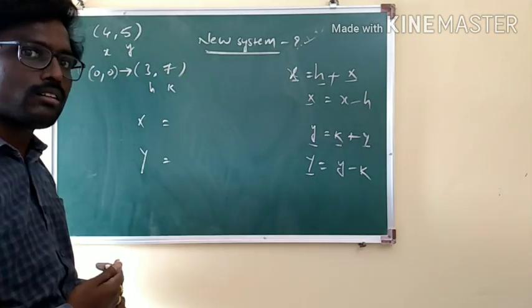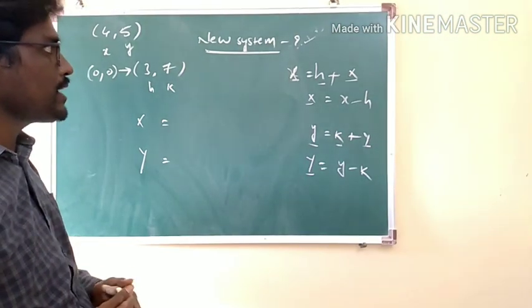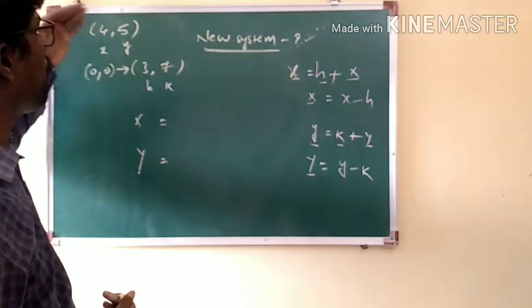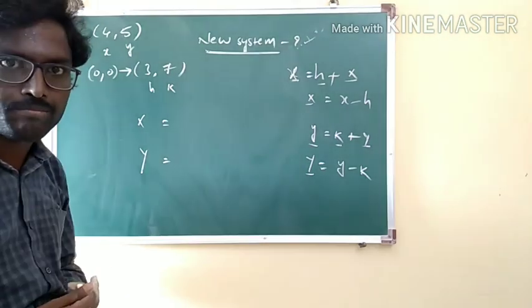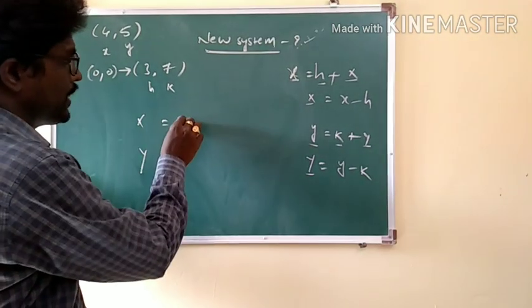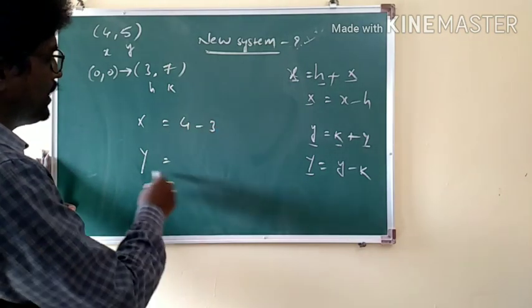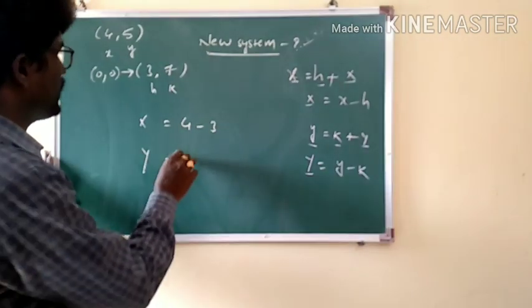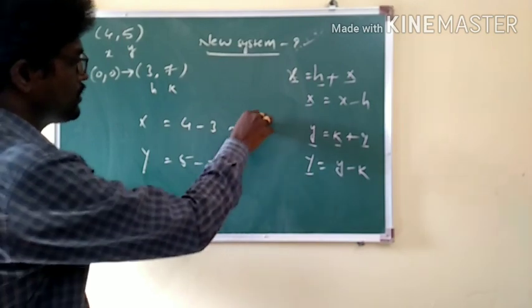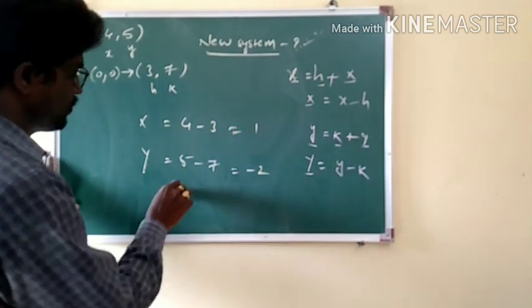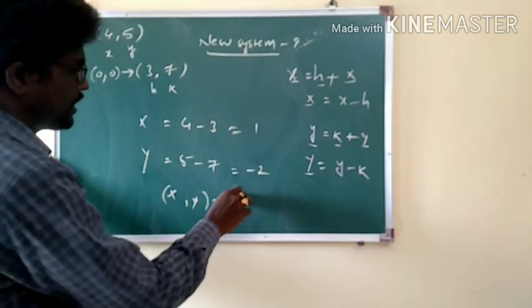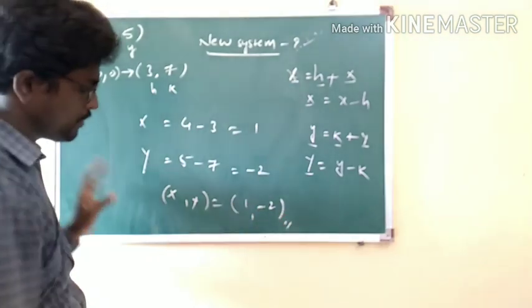Finding the coordinates in the new system means, provided with the old system, that is small x and small y, what is capital X? x minus h. So what is x here? 4 minus 3, which is 1. And capital Y is y minus k. What is y? 5 minus 7, which is equal to minus 2. Therefore, capital X, capital Y is equal to 1, minus 2.